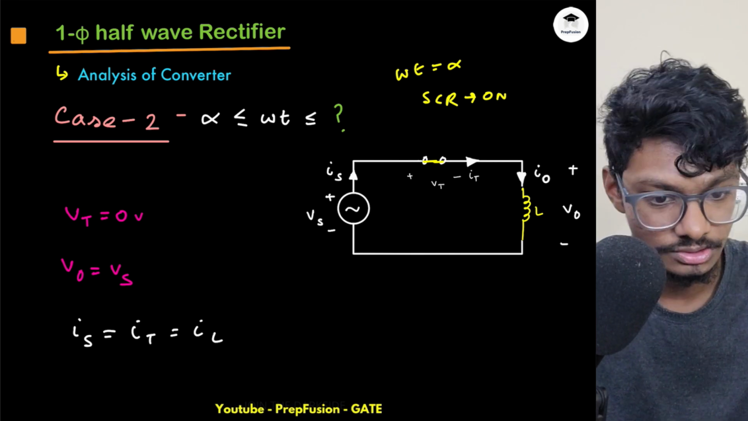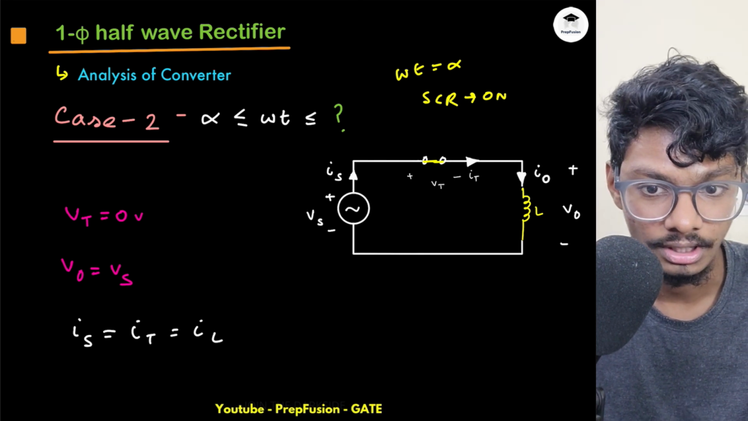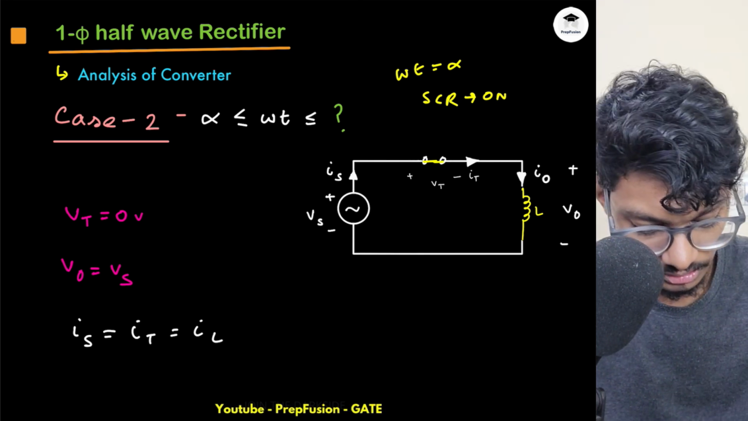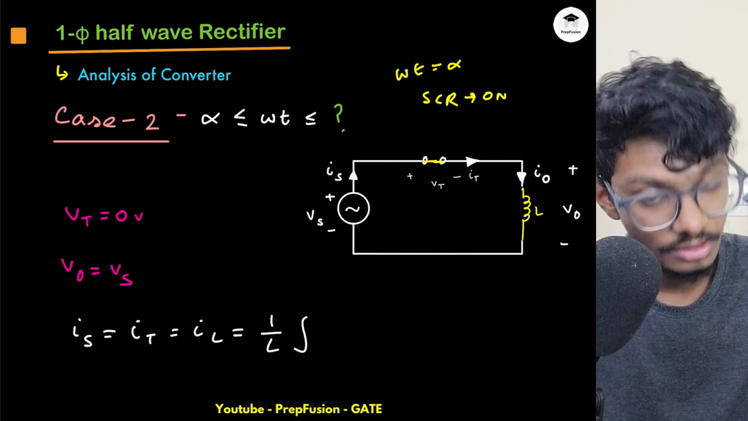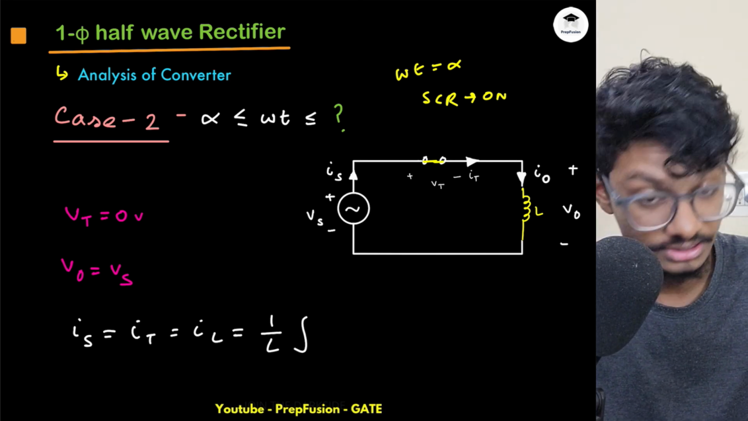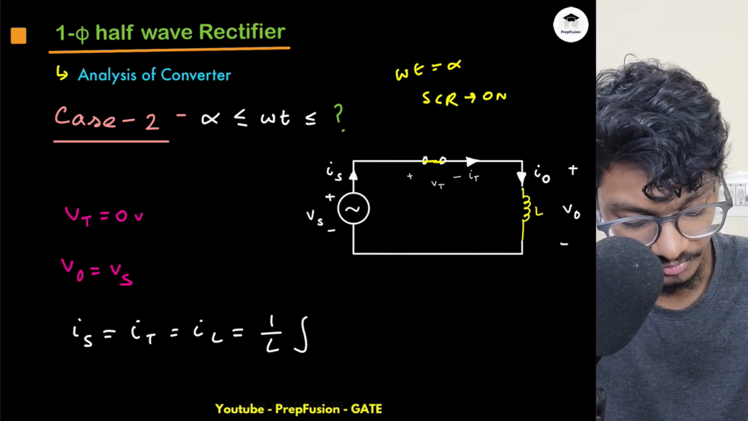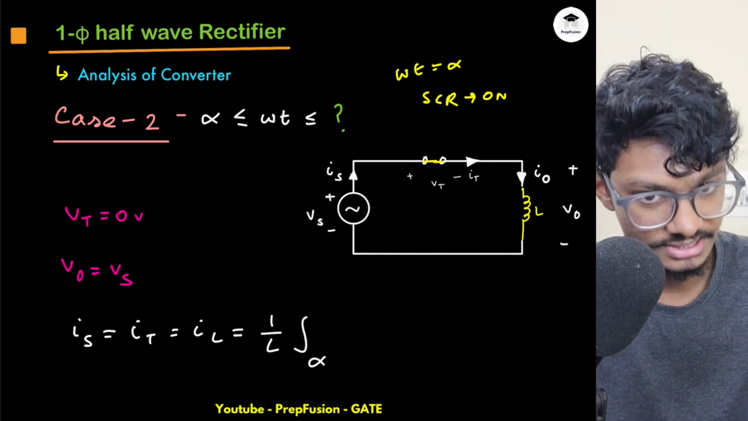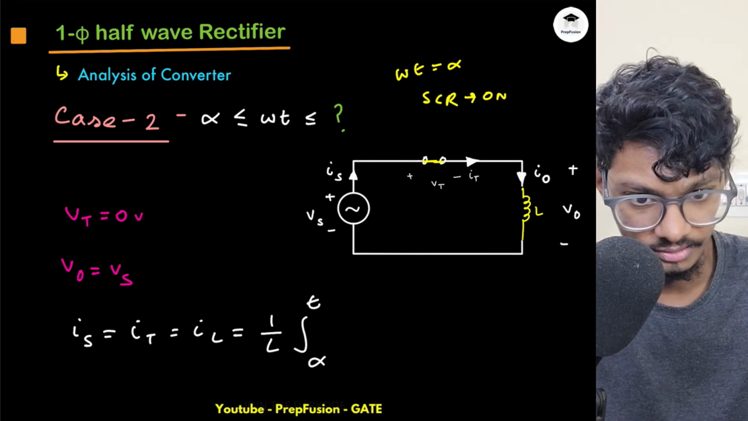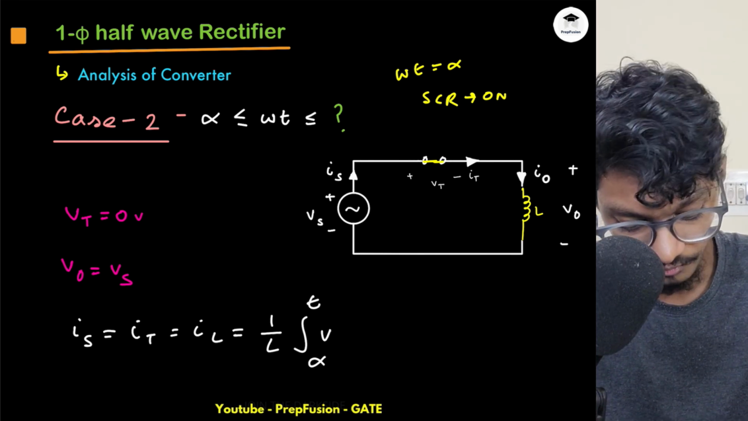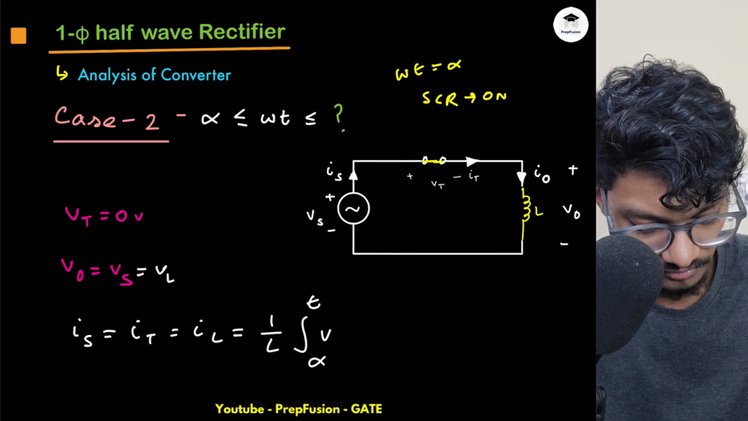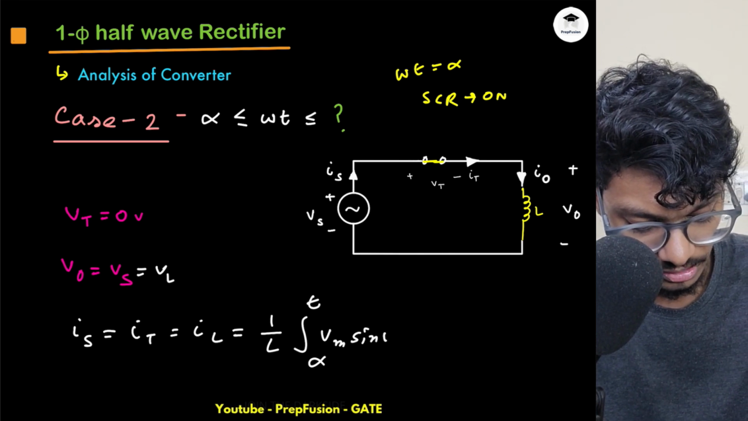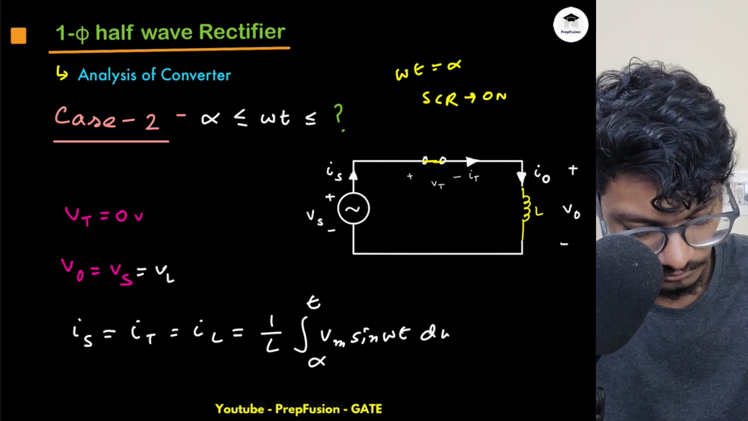Yeah, everything is fine. It equals the inductor current, again the same form. The integration of this will not start from 0, it will start from alpha, because at alpha the SCR starts to conduct. Before that the current was 0. Now what is VL? VL is simply VO. So this will be VS, that is Vm sine omega t, d omega t.